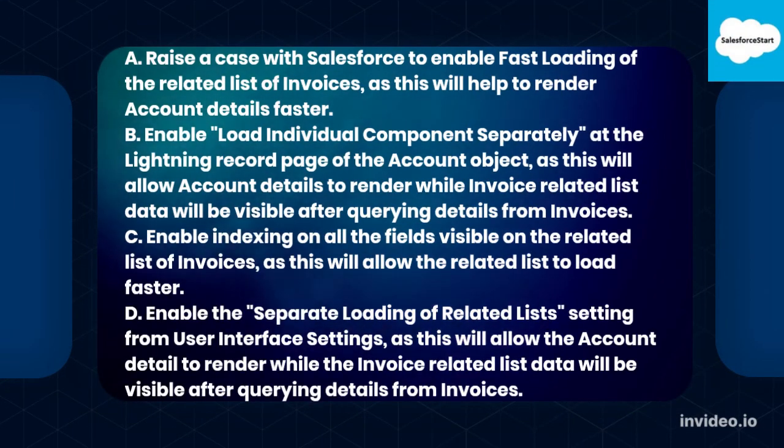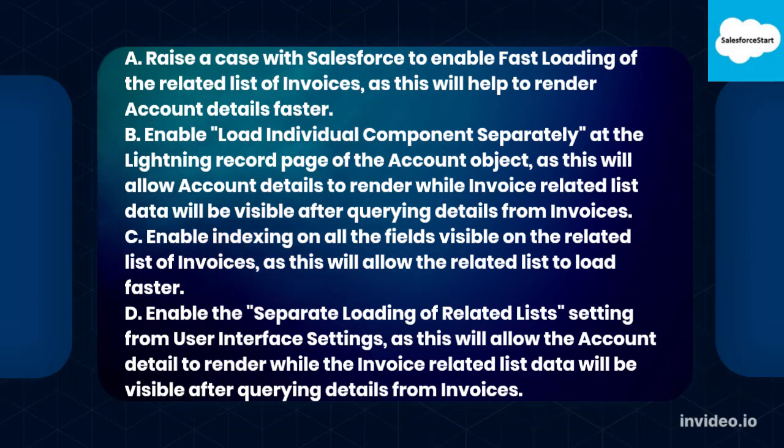A. Raise a case with Salesforce to enable fast loading of the related list of invoices, as this will help to render account details faster. B. Enable load individual components separately at the Lightning record page of the account object, as this will allow account details to render while invoice-related list data will be visible after querying details from invoices. C. Enable indexing on all the fields visible on the related list of invoices, as this will allow the related list to load faster.